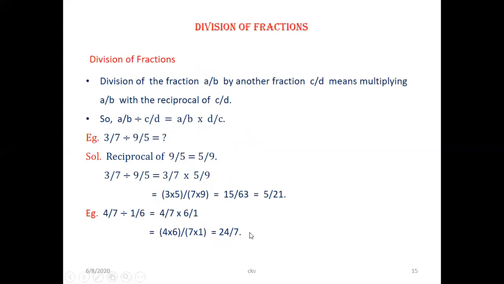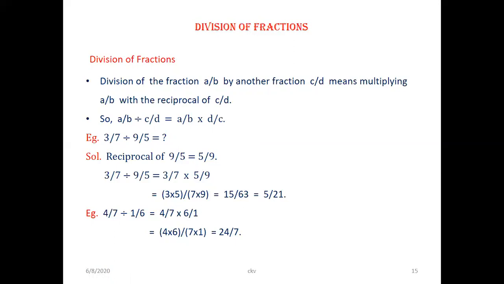Now you are going to see how to find the division of two fractions, like how to divide a fraction by another fraction. See here, here is an example. Let me start with an example. You have a fraction here, 3 by 7, and you have to divide this by 9 by 5. How? See here, if it is product, what did I say? You multiply the numerators, put the value in the numerator. You multiply the denominators, put the value in the denominator. That is how you find the product of two fractions.